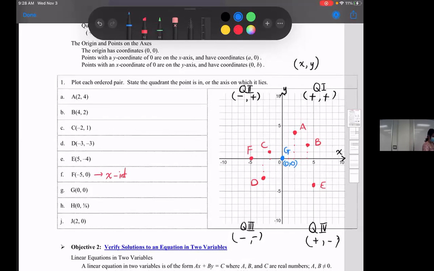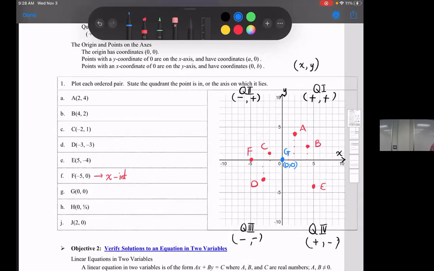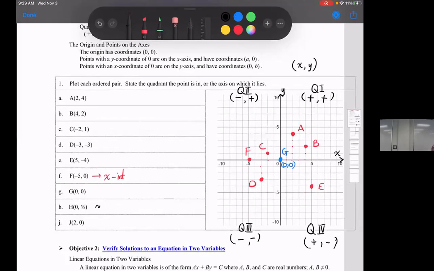Then 0, 5/8. Oh, what a number they give you. 5/8 roughly. So this one is 0 comma 5 divided by 8, roughly 0.6 something. So x is 0, but the height is 0.6, so roughly here. That's H. Roughly there.